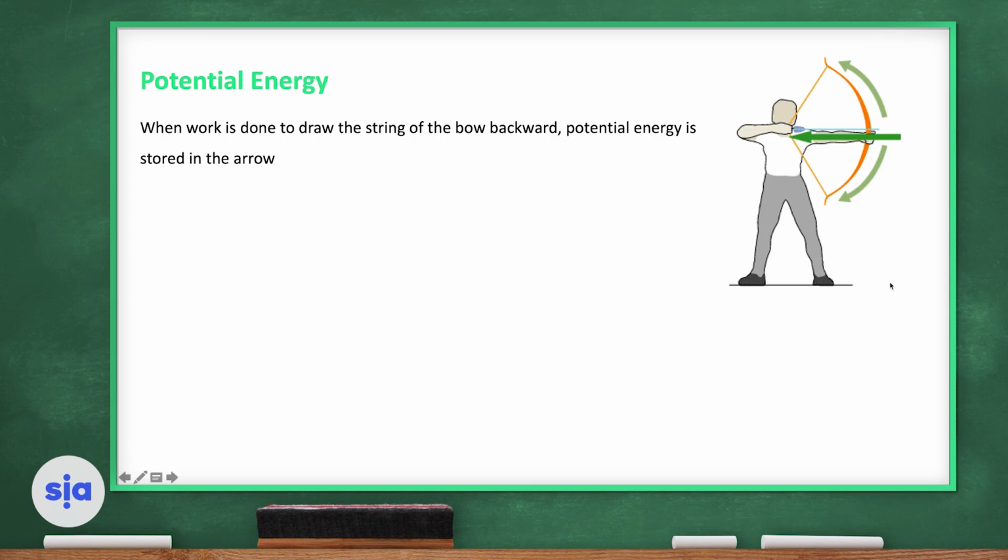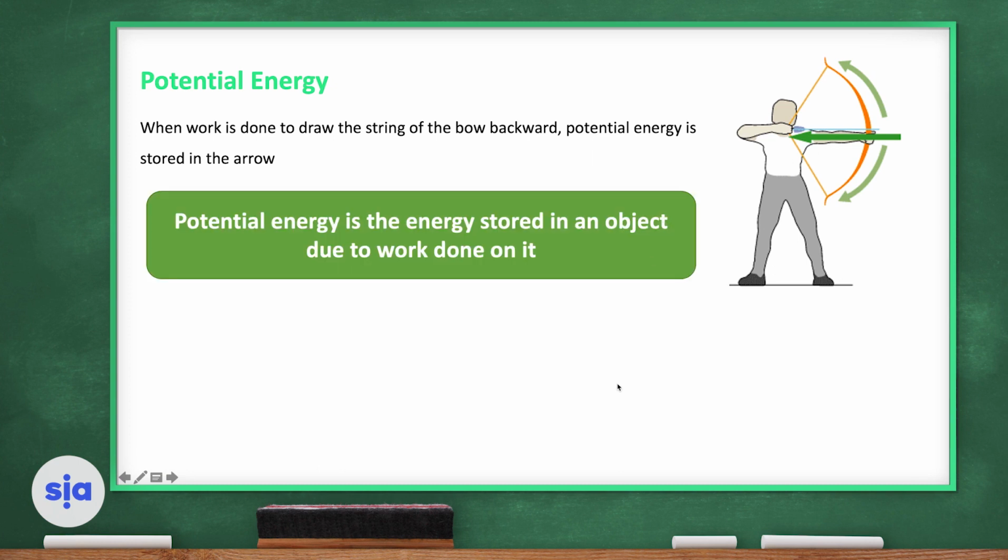Look at this picture. This man is using a bow. He's pulling the string and the arrow of the bow backward. He's doing work by drawing the string of the bow backward. Therefore, there is potential energy stored in the arrow. Potential energy can be defined as the energy stored in an object due to work done on it.